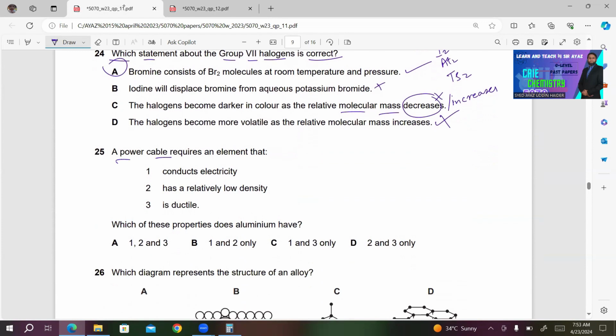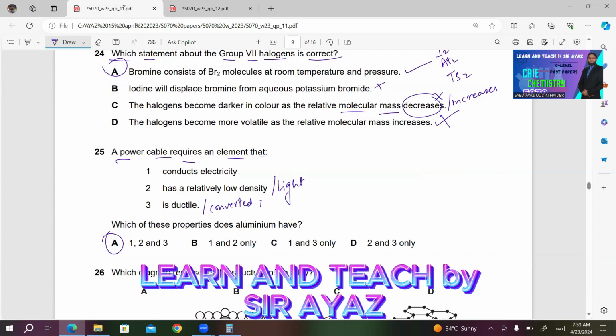25. A power cable requires an element that conducts electricity, has relatively low density, and is ductile. Which of these properties does aluminium have? Aluminium has all of these properties, so A must be the right answer. It conducts electricity because it's a metal. It has a relatively low density, which means lighter. It is ductile, which means it can be made into wires.